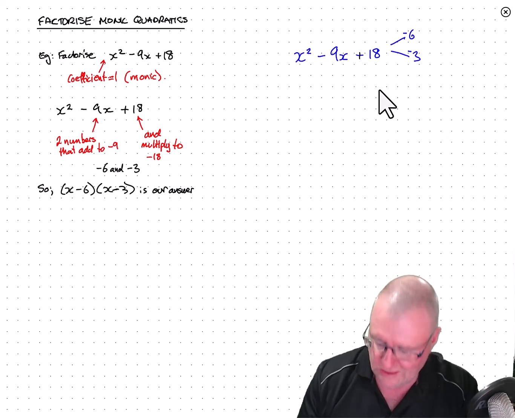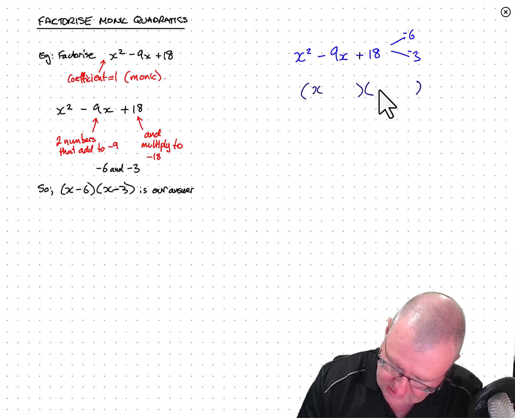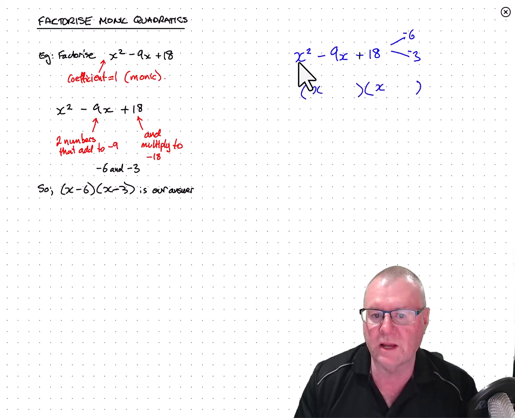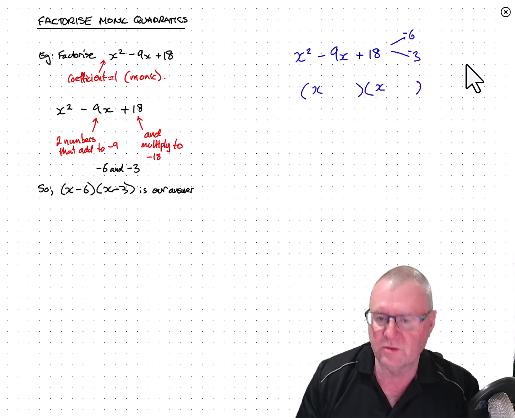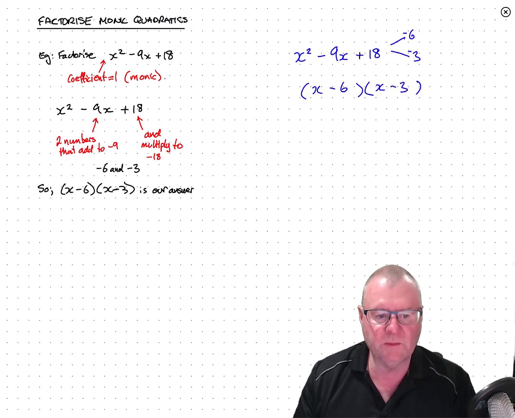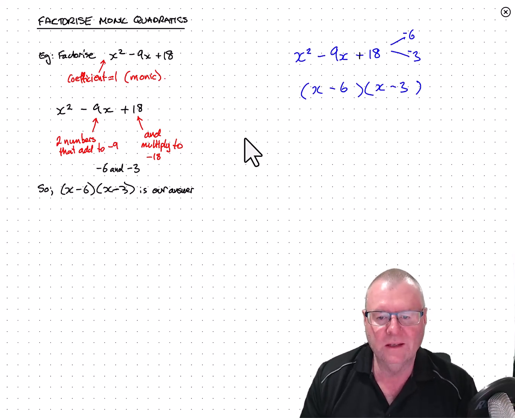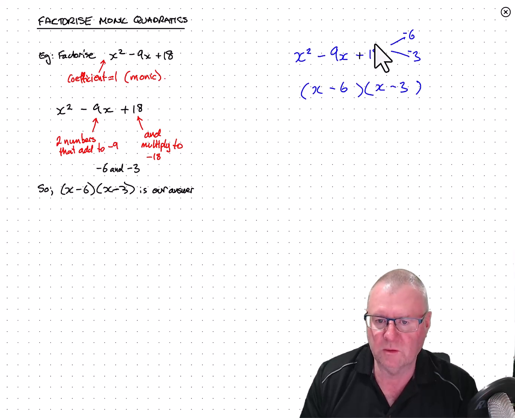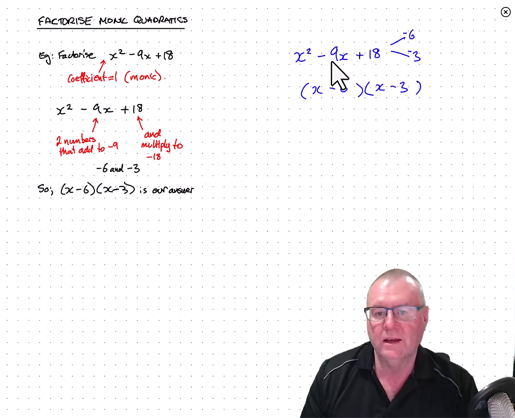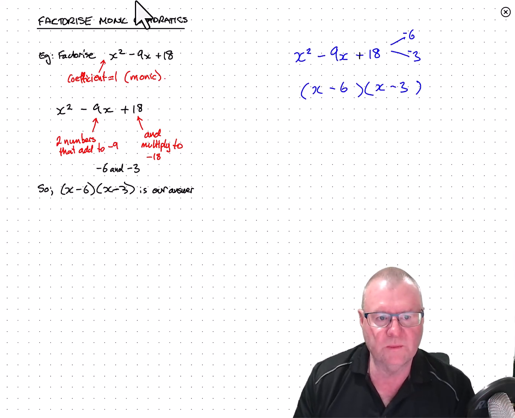So all I do is I take two sets of brackets, x at the front of both of them, because I've got an x squared here, and then I put these two numbers in, x minus 6 and x minus 3. That is my solution. That's what we got over here as well. We've just factorized it by finding those two special numbers to give us multiply to that, add to that. I'm going to pause it, give you guys another one to work on yourselves.